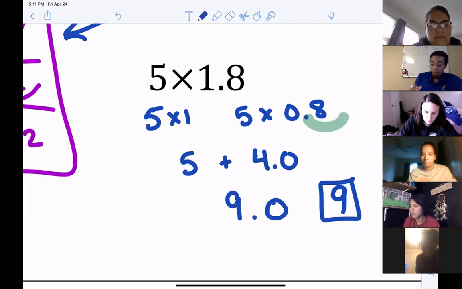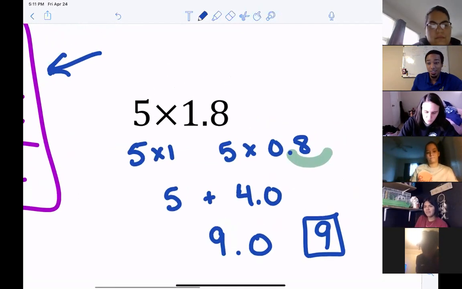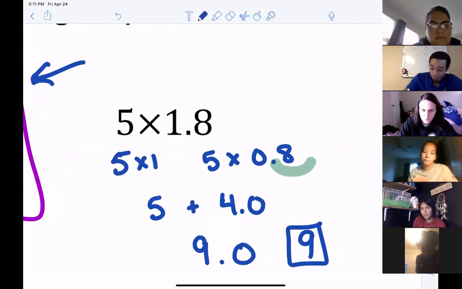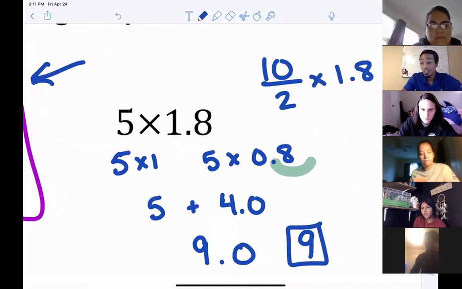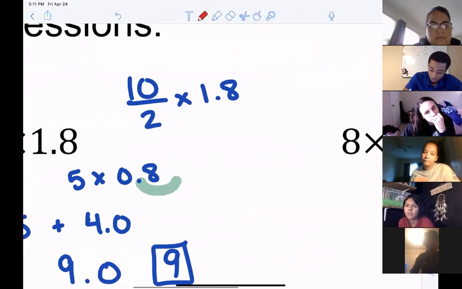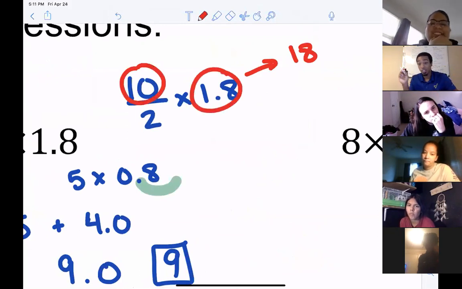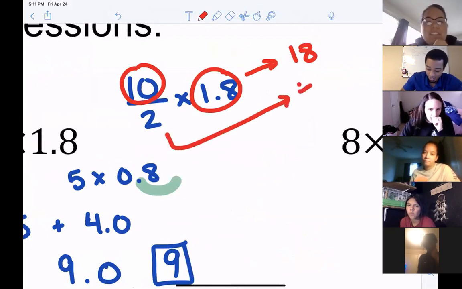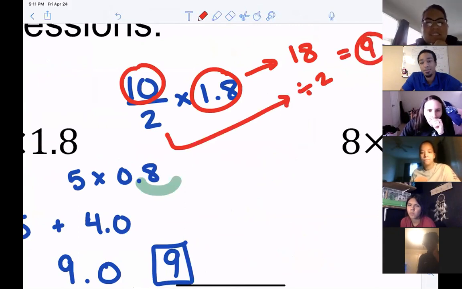But there we go. Another way that we could do it, the multiplying by 5 technique, right? Instead of doing 5 times 1.8, we could do 10 over 2 times 1.8. And you can go either way. You could divide or multiply first. It doesn't matter. So what's 10 times 1.8? That's going to be 18. Because when you multiply by 10, you just move the decimal. And then when you divide by 2, what's going to happen? It's going to give you the 9. Look at that. Ain't it funny how math works sometimes? It can work for you, not against you.